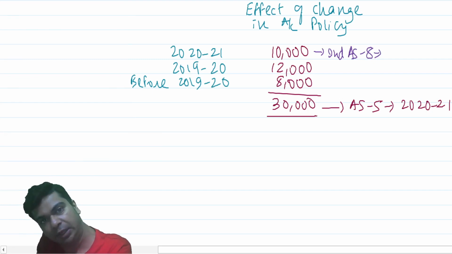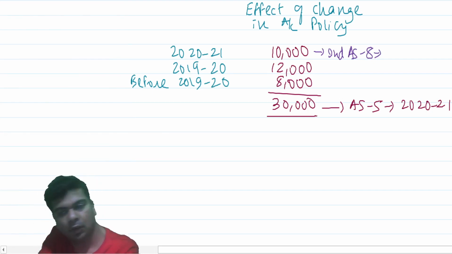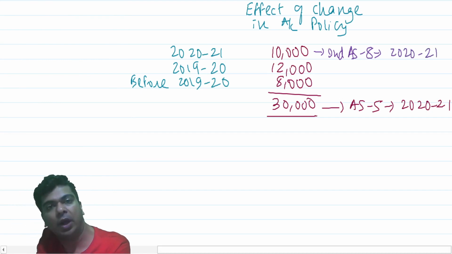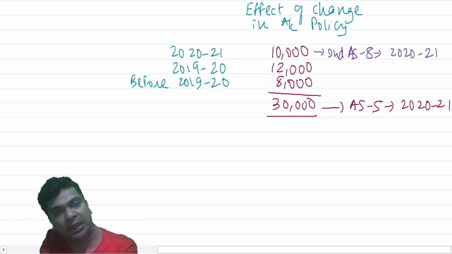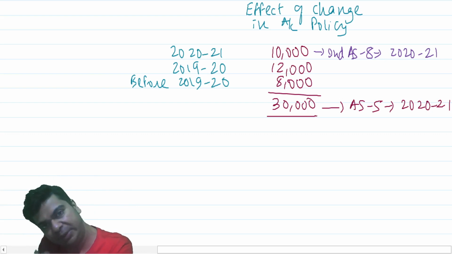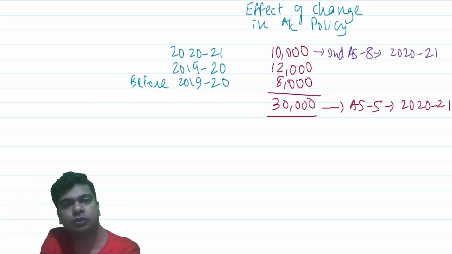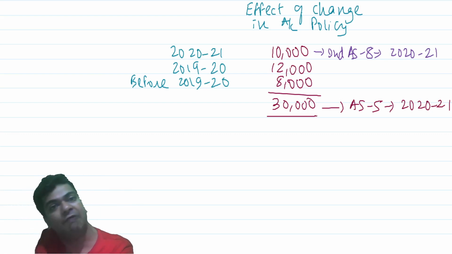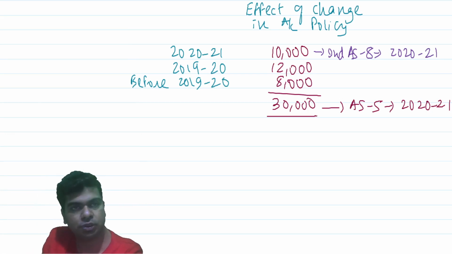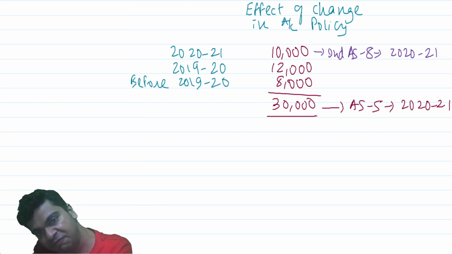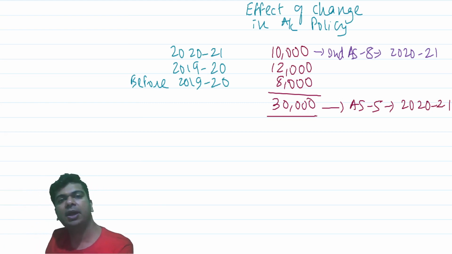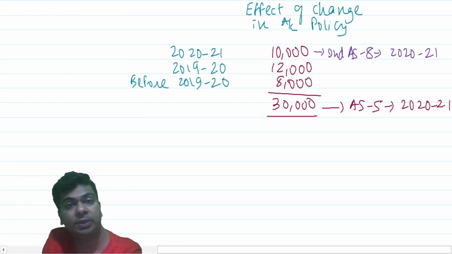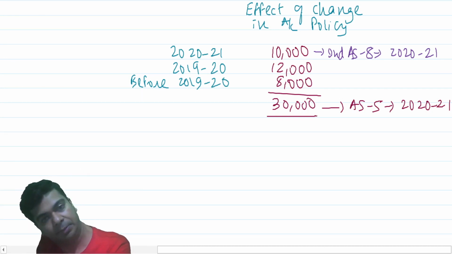10,000 is for the year 2020-21. Its effect should be given in the year 2020-21. Okay, let's assume for a moment that 10,000 is to be debited. Then 10,000 will be debited to the profit and loss account of 2020-21. After all, you have done a retrospective calculation. Out of the cumulative effect, 10,000 is relating to the current period. If 10,000 is relating to the current period, naturally it has to be adjusted in the current period.